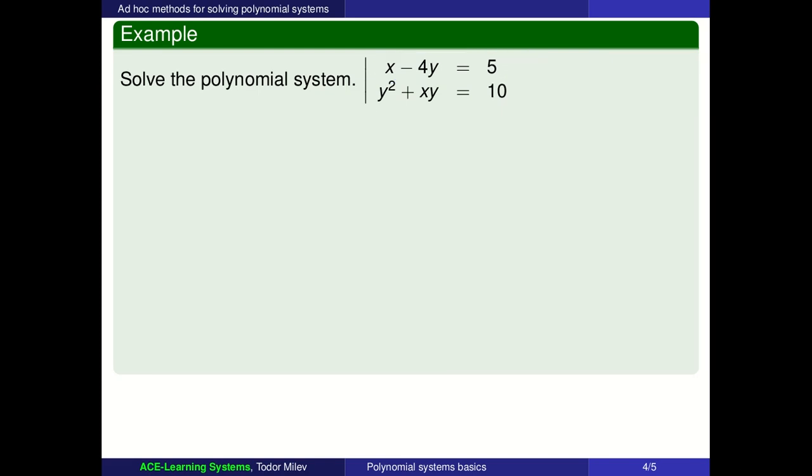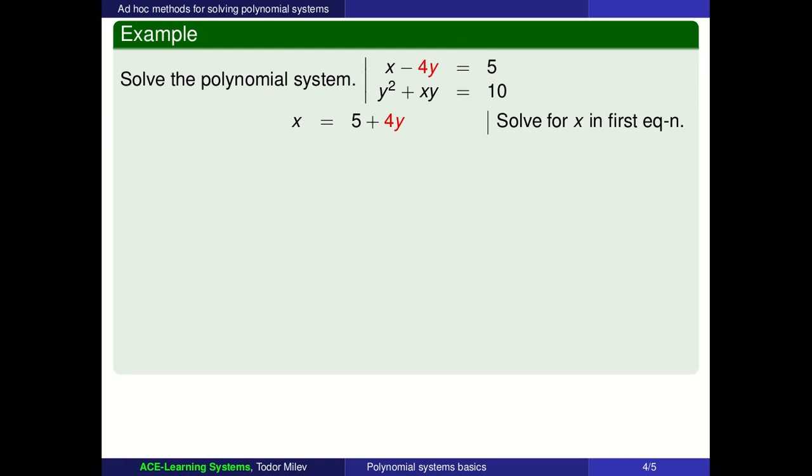Now, as you can see, x has a coefficient 1 in front of it, so it makes more sense to express x as a function of y. That will be easier. So I can solve the first equation for x by setting x equal to 5 plus 4y. I'm just taking the term 4y, and I'm transferring it to the right hand side. When I transfer negative 4y to the right hand side, it becomes plus 4y. Okay, so now I have solved x as a function of y.